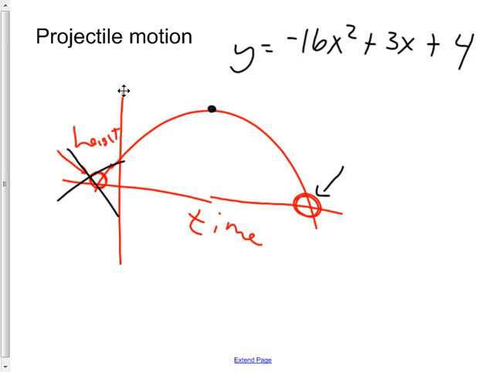Type that in. Graph it. Find me the highest that the ball ever went. By the way, the ball is thrown very weakly, so it's going to drop off really quick. So it won't go up very high like my picture.